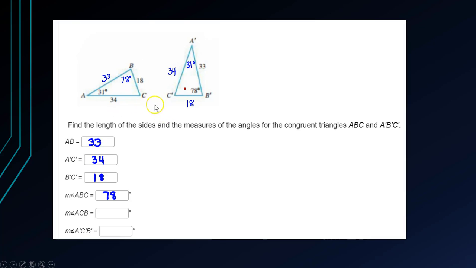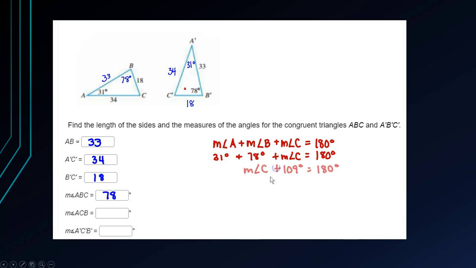Going back to one of the other rules we talked about, the measurement of angle C, the measurement of angle A, and the measurement of angle B should total 180 degrees. So the sum of those three angle measurements would equal 180. I already know two of them. I know 31 and I know 78, which means that the measurement of angle C plus 109 degrees would equal 180 degrees. Which means that the measurement of angle C, or ACB, as one of the other names you could give it, is 71 degrees. And since C prime would be congruent because it's a corresponding angle, it's also going to be 71 degrees, so both of these are 71 degrees.